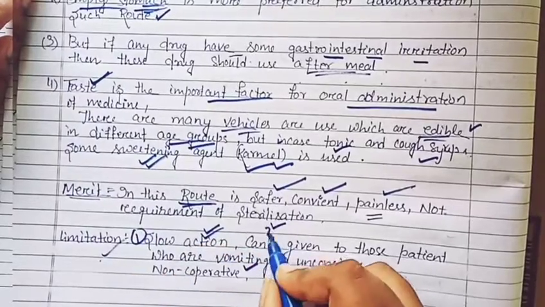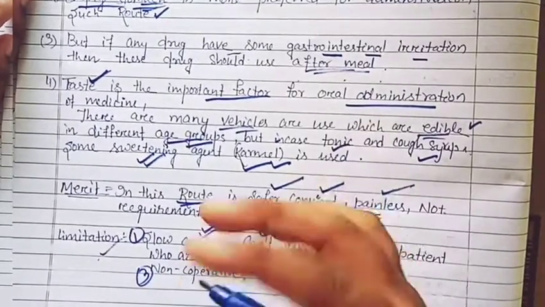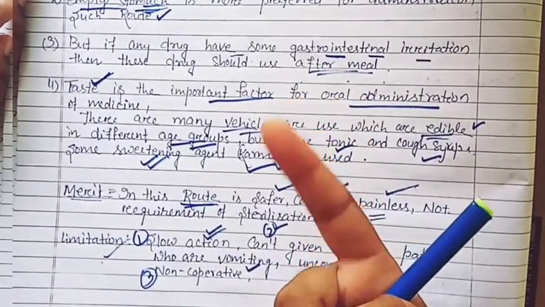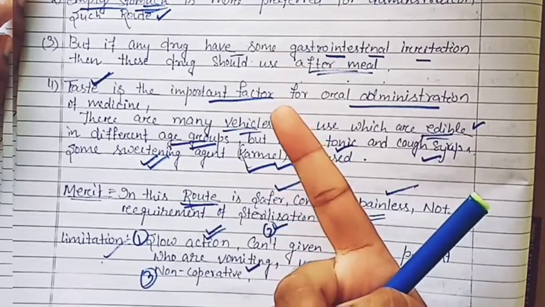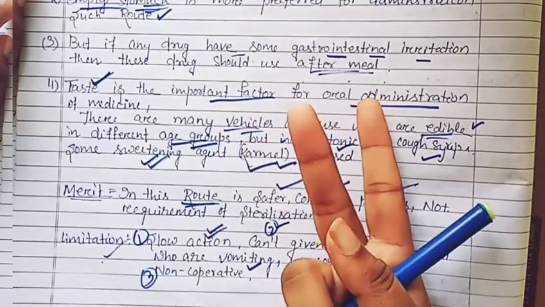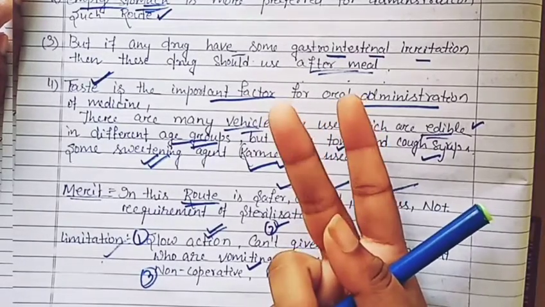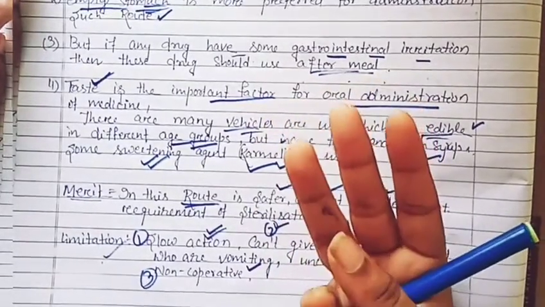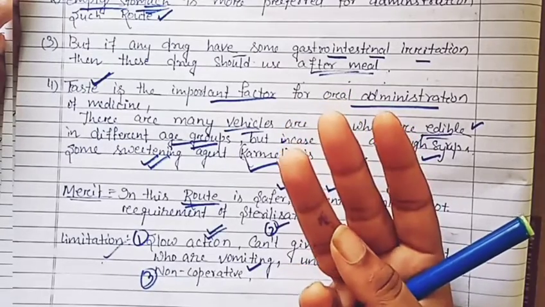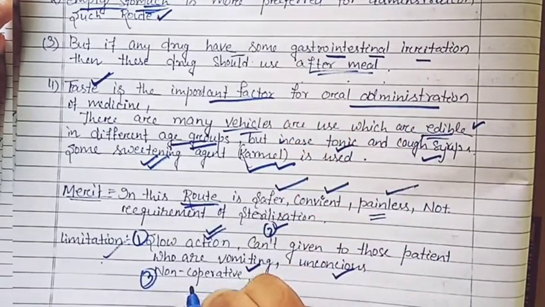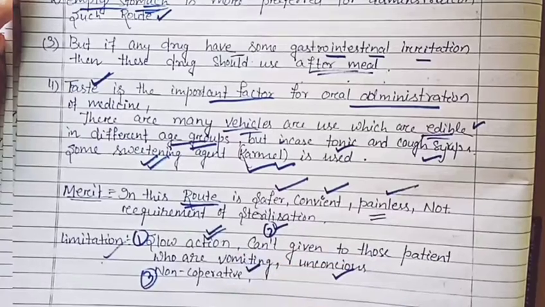What are the limiting points? We can't give the oral route to a vomiting or unconscious person. It acts very slowly, so in acute or emergency cases we can't give the oral route. And third, those who are mentally ill, because they are non-cooperative towards the medicine.